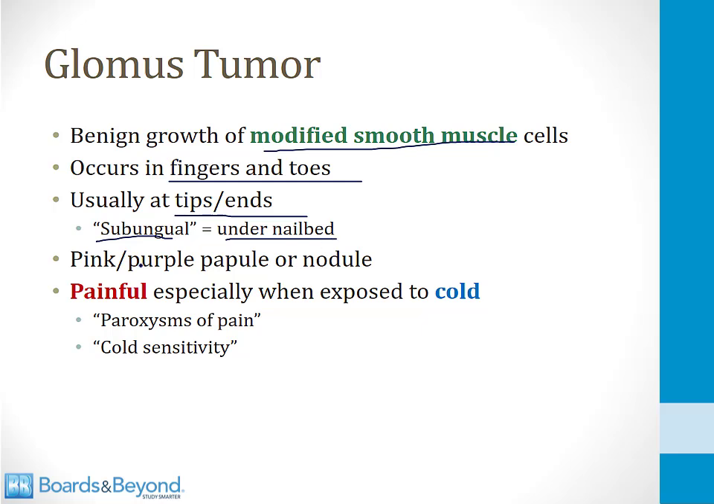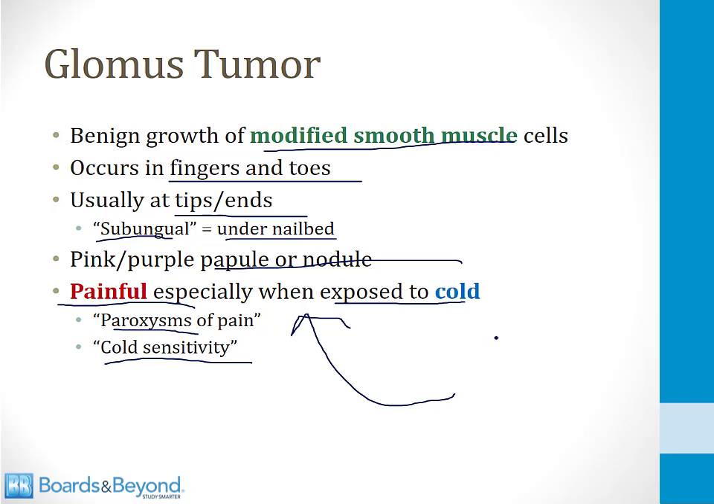These present as a pink-purple papule or nodule that's going to be on the fingertips or the tips of the toes or under the nail bed. They are painful, especially when exposed to cold, and that's because the role of the normal glomus body is to constrict in the setting of cold, and these tumors do that, and that leads to pain. These are sometimes described as paroxysms of pain or cold sensitivity. And if you can remember this, it's very easy to recognize these tumors in a board question.